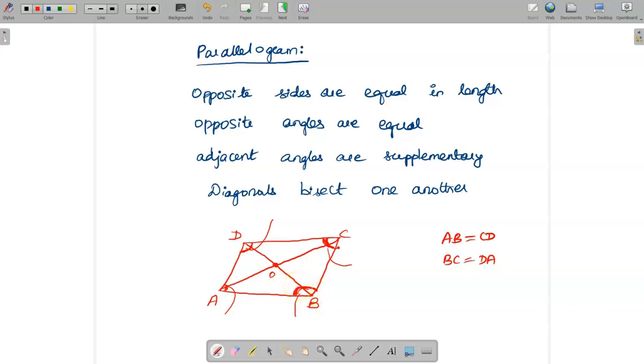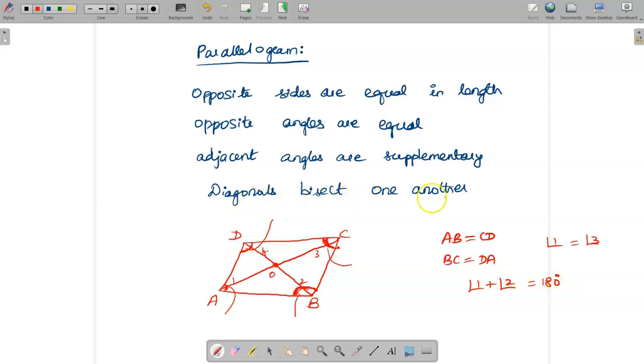For example, let me take these angles as 1, 2, 3, 4. The angle 1 and angle 2 are supplementary. Supplementary means when we add these two, we will get 180 degrees. Angle 1 and angle 3 are equal. Why? Because they are opposite. So these two are adjacent angles. When we add adjacent angles, the sum is 180 degrees.